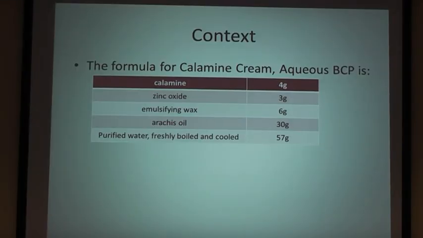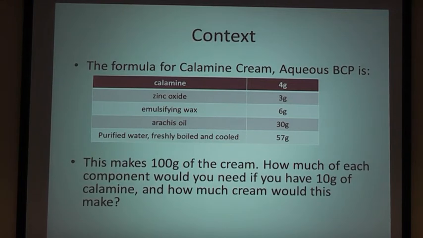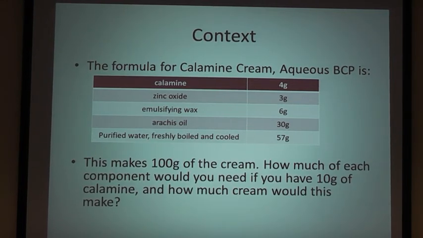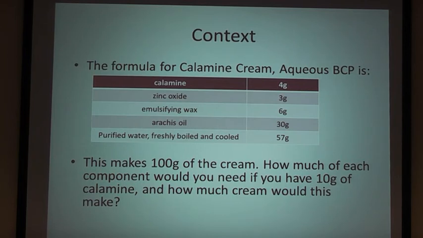You will be given something like this, where you're told that the formula for a cream, calamine cream in this case, is this. You need 4 grams of calamine, 3 grams of zinc oxide, 6 grams of wax, 30 grams of oil, and 57 grams of purified water boiled and cooled. You would then be told something like this makes 100 grams of cream. How much of each component would you need if you have 10 grams of calamine? And how much cream would this make?